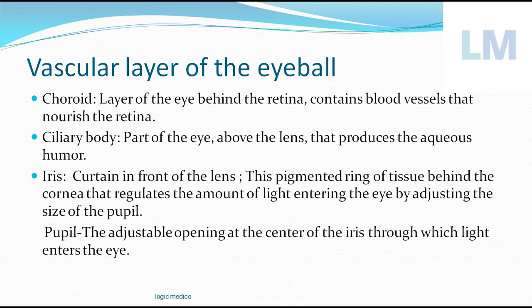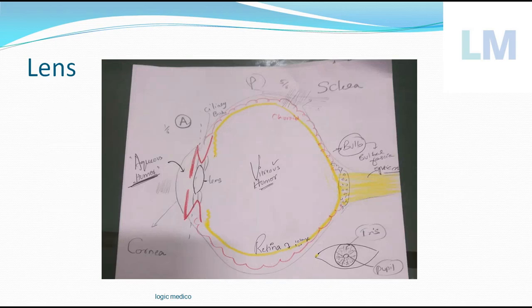Next, the iris. Just now I told you it's a curtain present in front of the lens, and it has pigmented epithelium in it and an aperture called the pupil, which regulates the amount of light entering the eyeball. The pupil is an adjustable opening at the center of the iris, circular in shape. In cats and others, it is slit-shaped, so it appears scary.